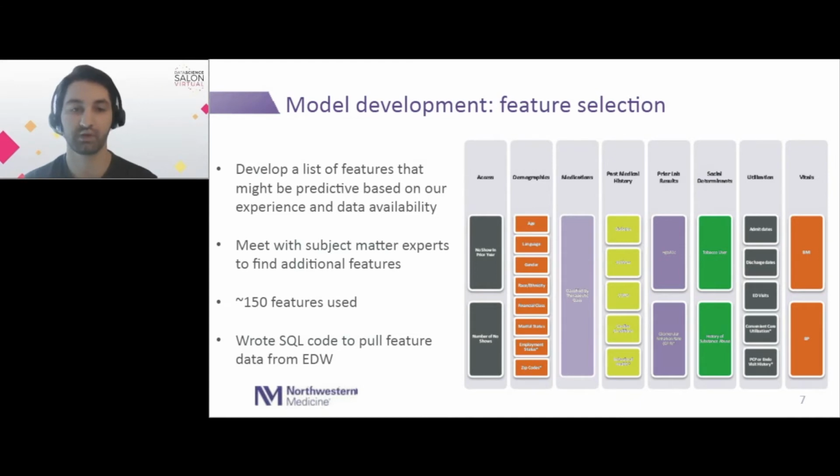So for feature selection, we used a lot of features. Primarily, we pulled about 150 features through about 8 different areas, and you can see all these areas in the right-hand slide here.